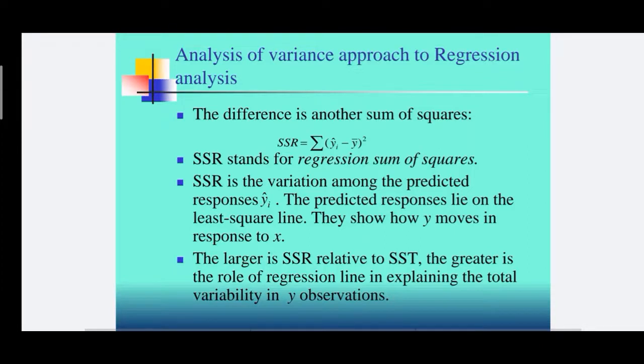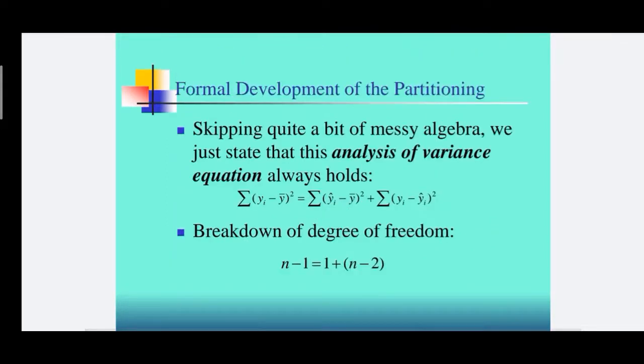The larger is SSR relative to SST, the greater is the role of the regression line in explaining the total variability in Y observations. Okay, in order to create the ANOVA table, we also need to know about the degrees of freedom for each of the sums of squares. Okay, so this part that I mentioned just now, this is SST equal to SSR plus SSE.